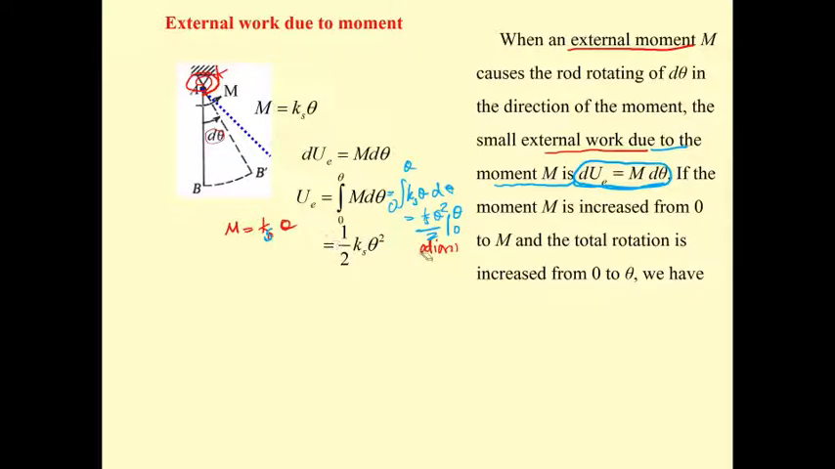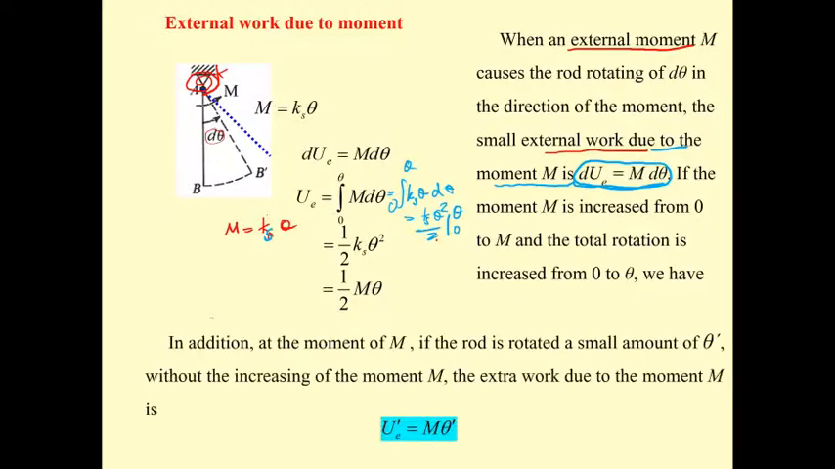And then you get this as the energy, the external work due to the moment. It's going to be 1/2 M theta. That's going to represent the area under the graph that I just erased.